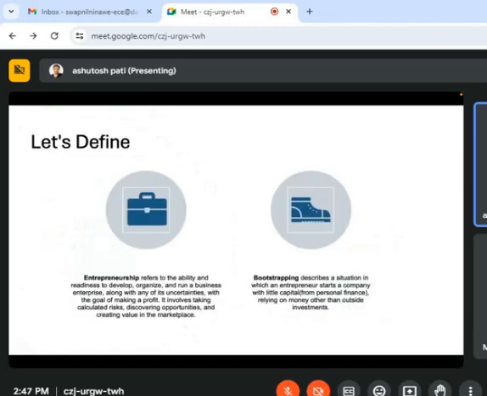So, let's define what is entrepreneurship. Entrepreneurship refers to the ability and readiness to develop, organize, and run a business enterprise along with its uncertainties. So, this is the key term, uncertainties, with the goal of making a profit. So, it involves taking calculated risk, discovering opportunities and creating value in the marketplace. If you are going for entrepreneurship, it is full of uncertainties, but still you, as an entrepreneur, are going to take some calculated risk to discover the opportunities and create the value.